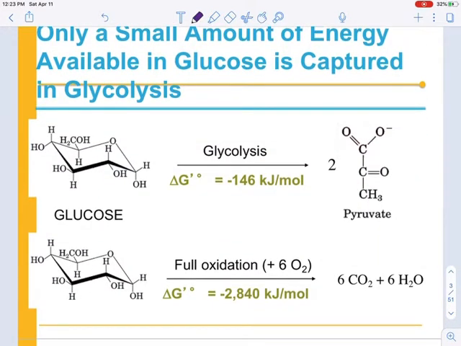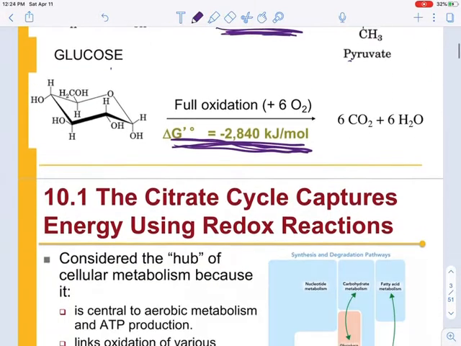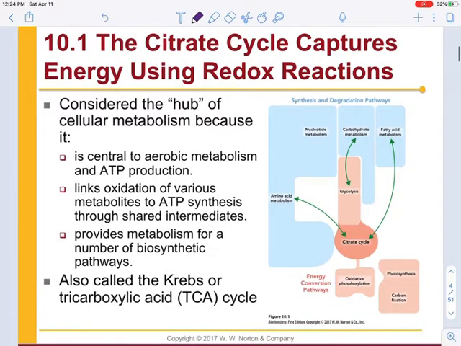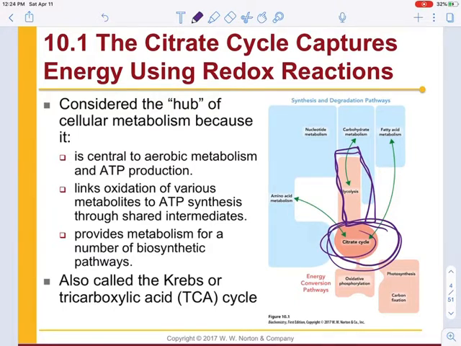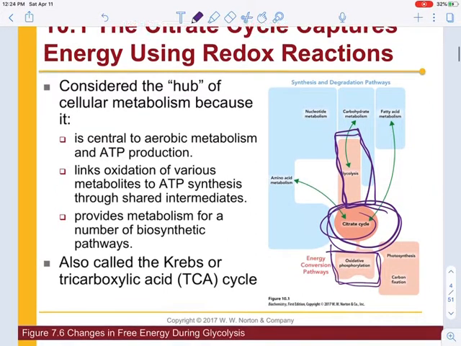So here's where we are. We've captured just a little bit of this energy thus far. The process of going from glucose to pyruvate, negative 146 kilojoules per mole. But if we can capture all of that, then we can get, what is that, 20 times more energy that is produced there. And so here we are. We went through this glycolytic process in the last chapter, and then we're going to look at this citrate cycle next, and then we'll do oxidative phosphorylation at the end.